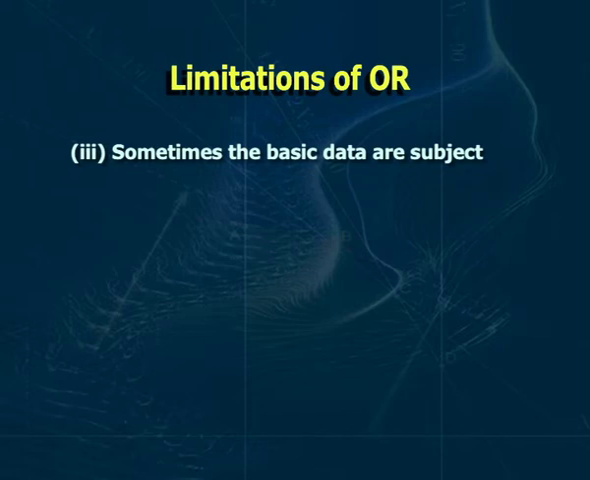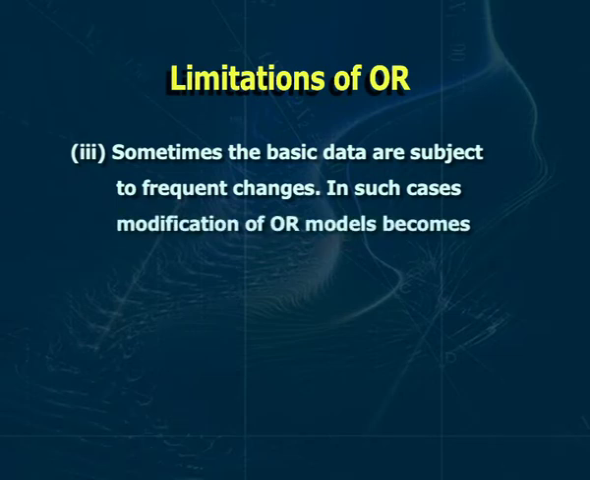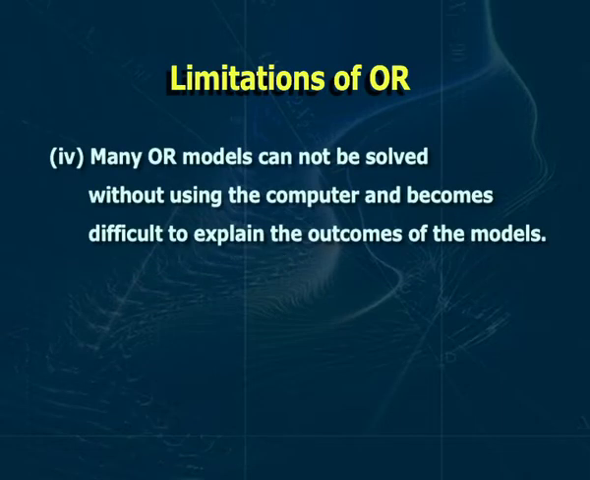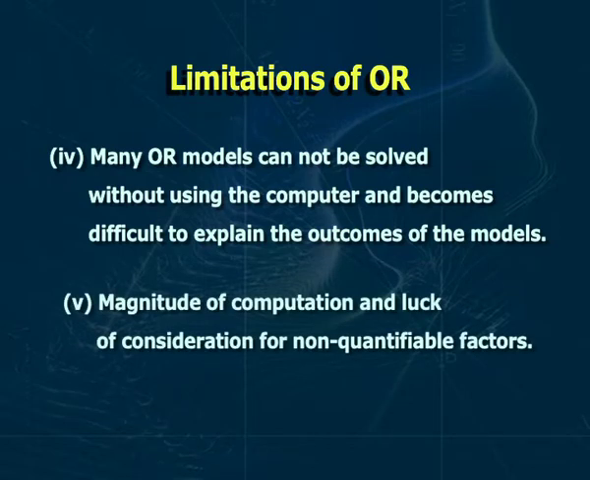Number 3. Sometimes the basic data are subject to frequent changes. In such cases, modification of OR models becomes very costly. Number 4. Many OR models cannot be solved without using a computer, and it becomes difficult to explain the outcomes of the models. Number 5. Magnitude of computation and lack of consideration for non-quantifiable factors.